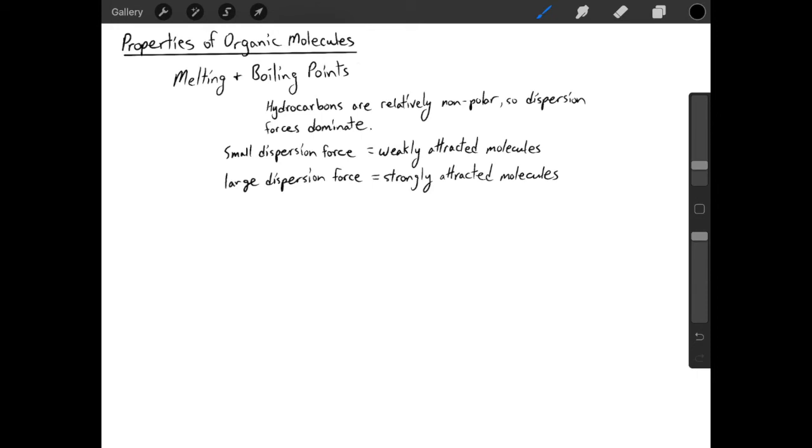So chemicals that are weakly attracted to one another are going to be easy to separate, and that means they're going to melt and boil relatively easily. And by the same argument, anything with a large dispersion force is going to be strongly attracted to one another and have a higher melting and boiling point.